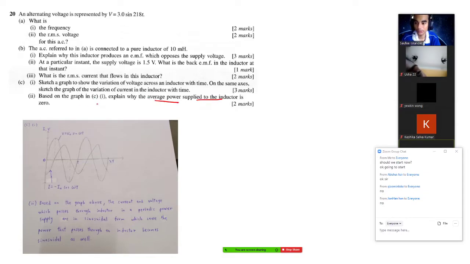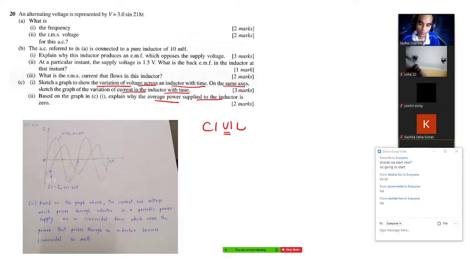But C1, it says select a graph for variation of voltage across the inductor in time. On the same axis, sketch a graph of variation of current after this time. Okay, so you have a good graph over here. V is... which one is lagging, which one is leading? This is a graph of an inductor, CIVIL.